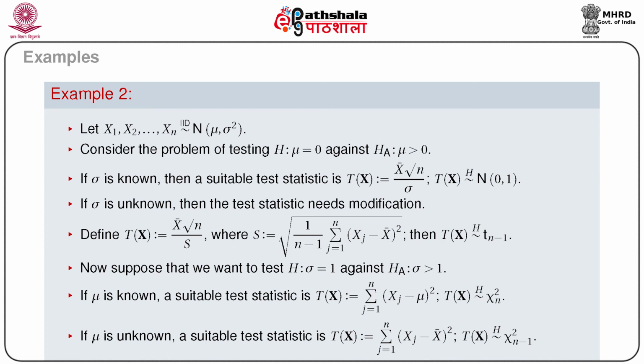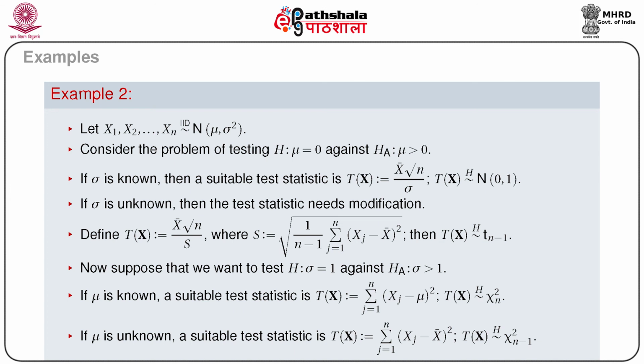Next we consider a test for the population SD. Suppose we want to test H: sigma equals 1 versus HA: sigma greater than 1. Now if mu is known, then we use the test statistic capital Tx equal to summation over i from 1 to n of xi minus mu whole square, which follows the chi-square distribution with n degrees of freedom under the null hypothesis H.